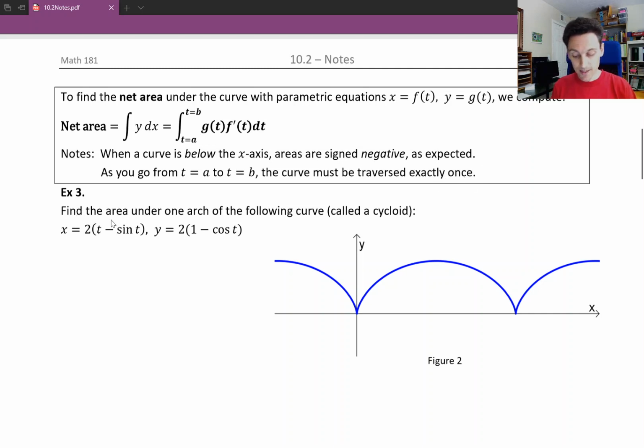So example 3 says, find the area under one arch of the following curve. It's x equals 2 times quantity t minus sine t, and then y equals 2 times quantity 1 minus cosine t. This kind of parametric equation set is called a cycloid. When you look at it, it looks like figure 2.